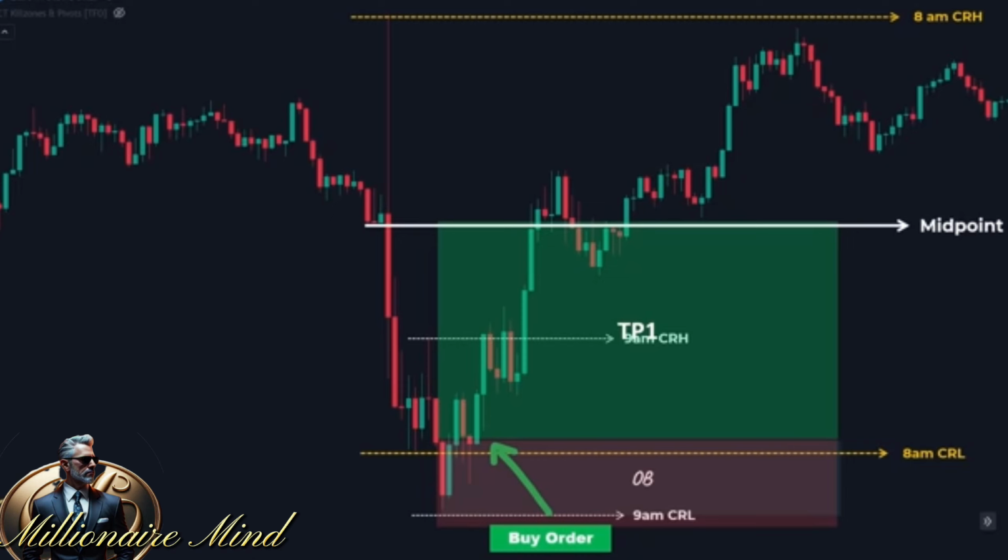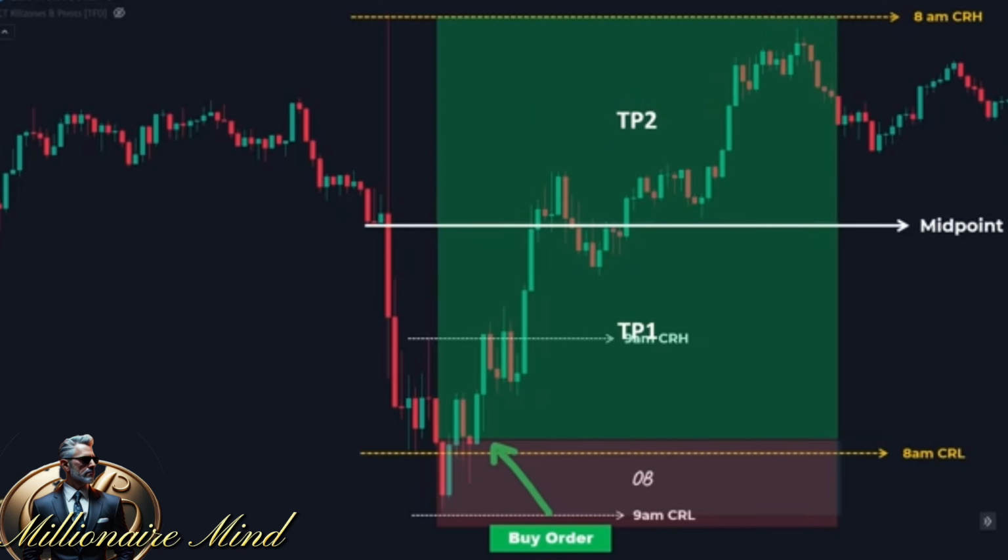And for setting the take profit, we have two options. We can aim for the equilibrium or midpoint of the range candle. Or, if you seek a more risky trade with a higher reward to risk ratio, you can aim for the high of the candle range. As you can see, after mitigating the 5-minute order block, the price pushed higher and eventually touched the candle range's high, providing a perfect CRT model entry.